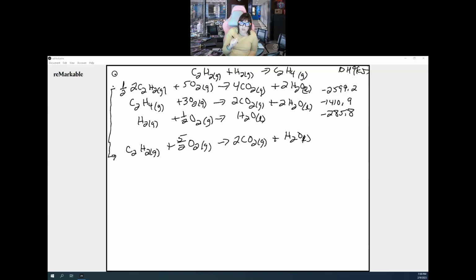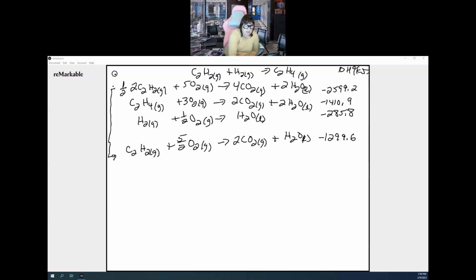Cool, awesome. Now since I divided that by 2, I need to divide the delta H by 2. If I take 2599.2 and divide that by 2, I get negative 1299.6. Okay, so now I've got my C2H2 as a reactant.